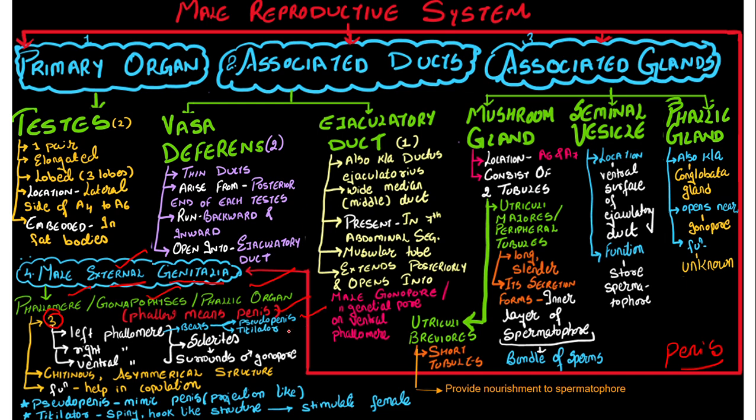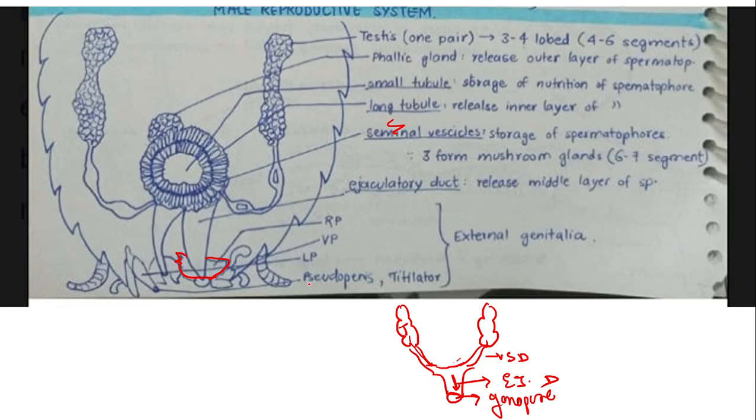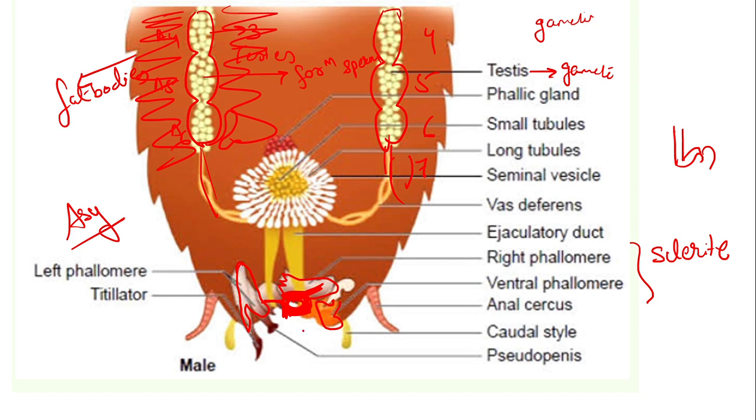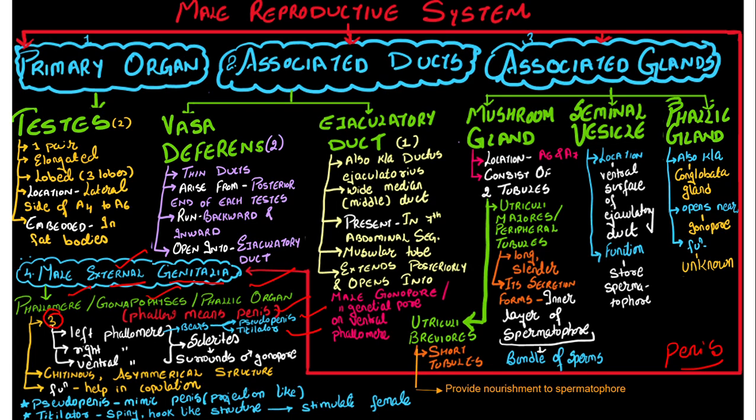Now, the left phallomere bears two things. One is the pseudopenis and the second one is the titillator. The pseudopenis mimics the penis. Here you can see this is the pseudopenis, present on the left phallomere. And here you have the titillator, which is going to stimulate the female. When I say stimulate the female, it means it signals, okay, let's do the copulation.